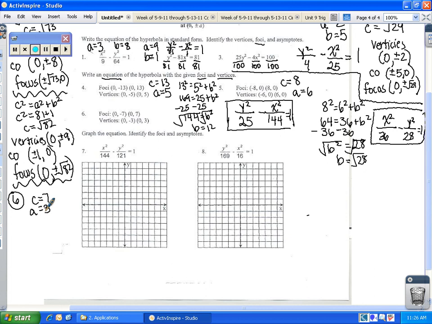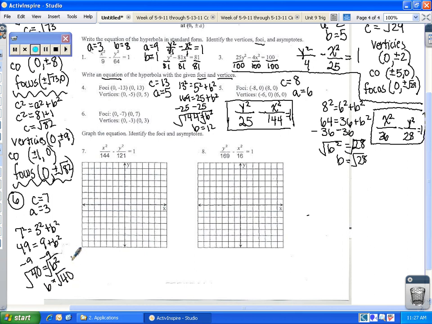So now I'm going to use C squared equals A squared plus B squared. So 7 squared equals 3 squared plus B squared. So 49 equals 9 plus B squared. Subtract 9. B squared equals 40, so therefore B equals the square root of 40.